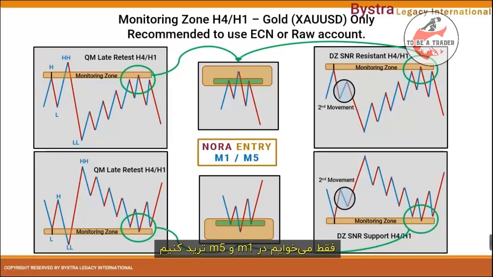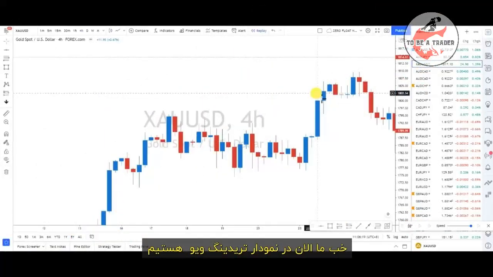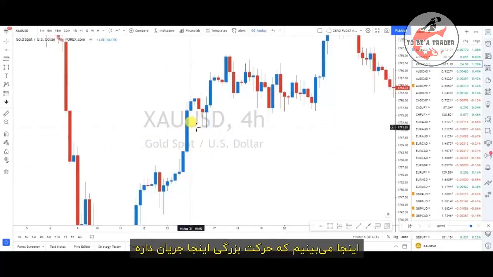Okay guys, I hope you understand this. Make sure you take this as a note. Very important. So let's look at the chart. Alright guys, we are currently at the TradingView chart. So here we can see that there's a big movement going on here.